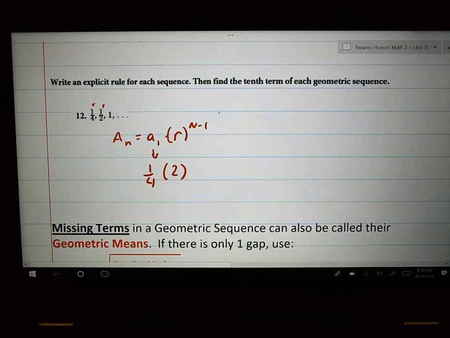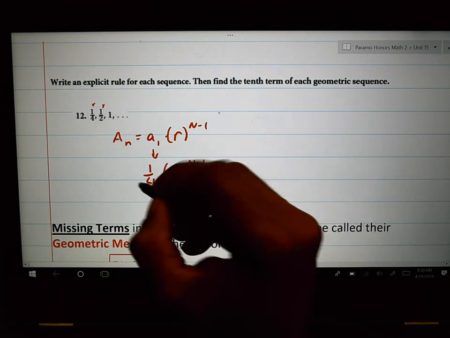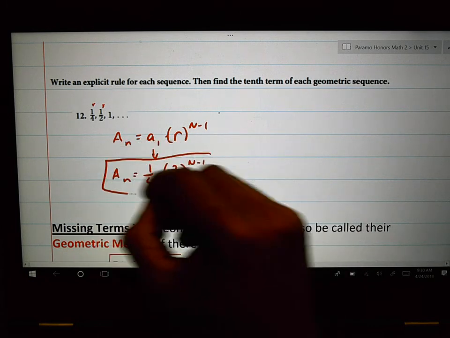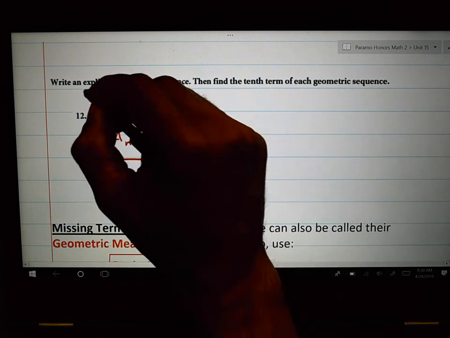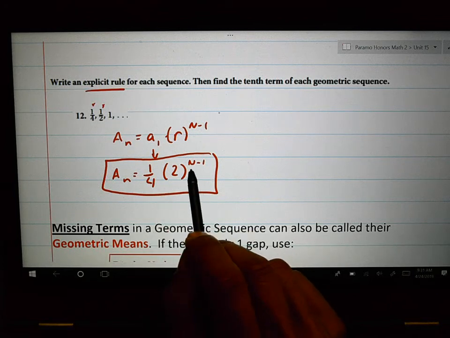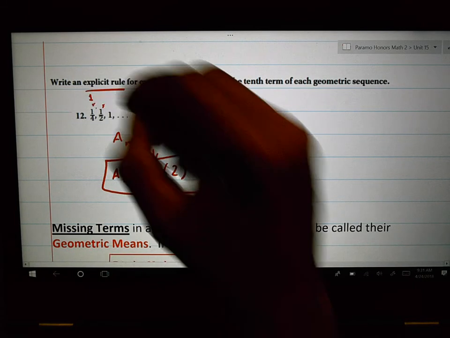That goes in parentheses, to the N minus 1 power. This is the answer for the explicit rule. This can be used to find any term number. I can use it to find the first term number. Let's check to see. If I plug in the number 1, I should get 1/4.